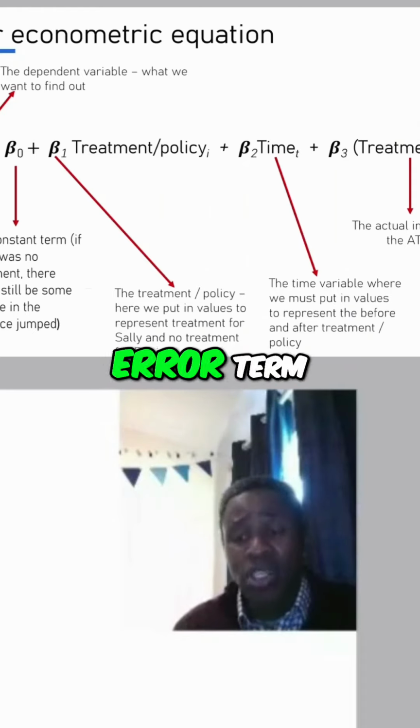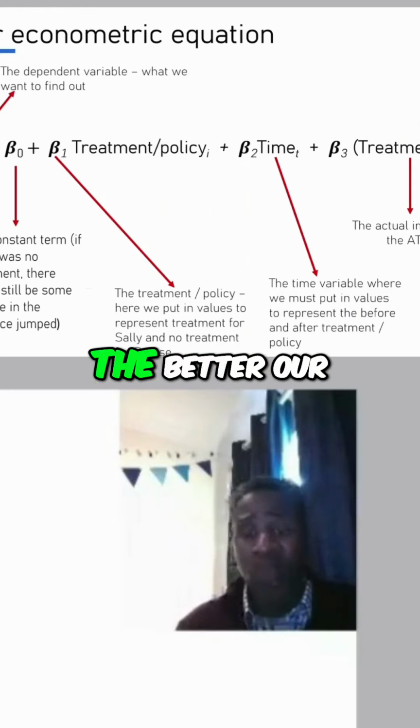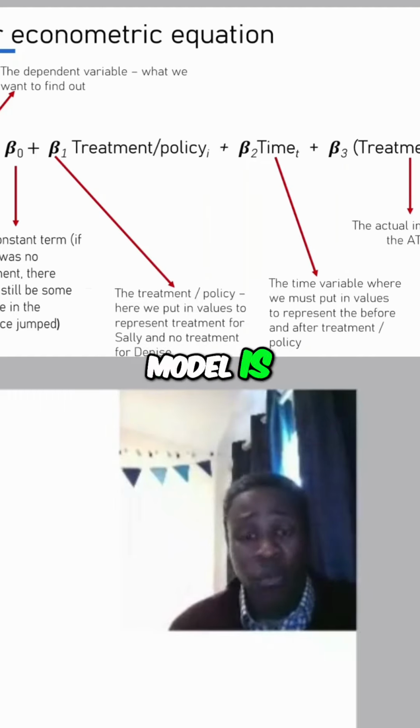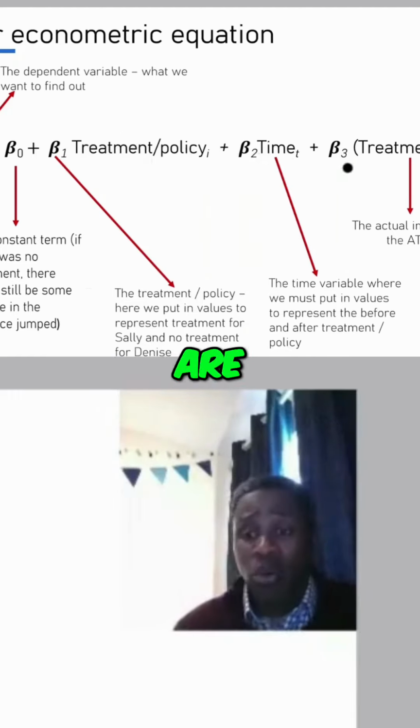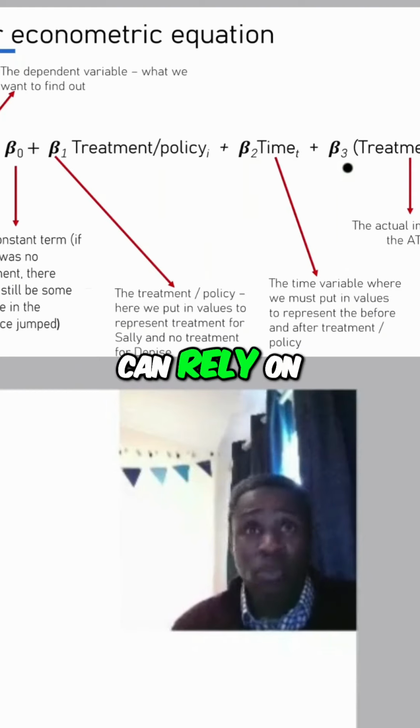E_it here is the error term. The lower the error term, the better our model is. And we're happy that the results here, the numerical values that we observe, are the ones that we can rely on.